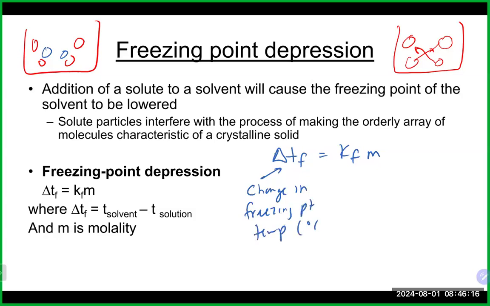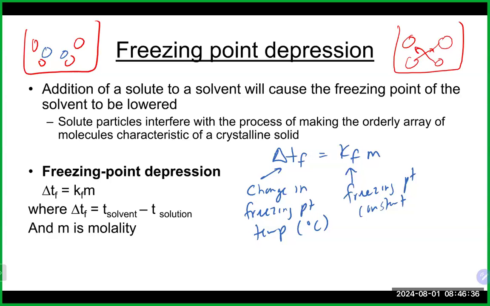And usually, I'll be honest with you, it is usually in degrees Celsius. And that is because Kf is a constant. This is what is known as the freezing point constant. And the freezing point constant is something that you could look up in the table.